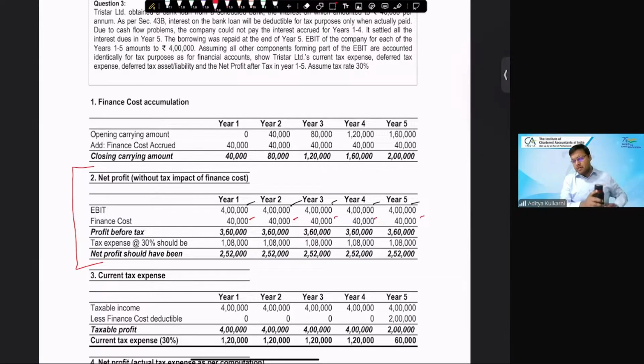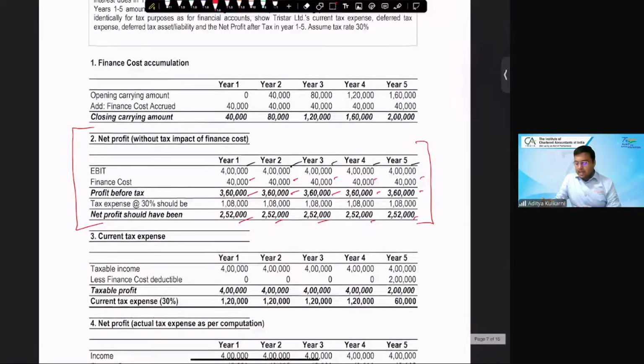So now, based on that, I have accounted 40,000 each year. Now my profit before tax comes to 3,60,000. On this, tax at 30% would come to 1,08,000. So the net profit should be 2,52,000. This is what should be your ideal picture.